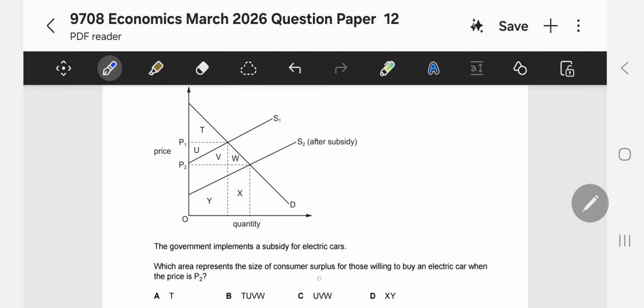Which area represents the size of the consumer surplus for those willing to buy an electric car when the price is P2? At this price, the consumer surplus would be the area above, which will be this area, TUVW. So just look for the one with TUVW. Some students will confuse this with probably T, but TUVW would be the correct answer there.